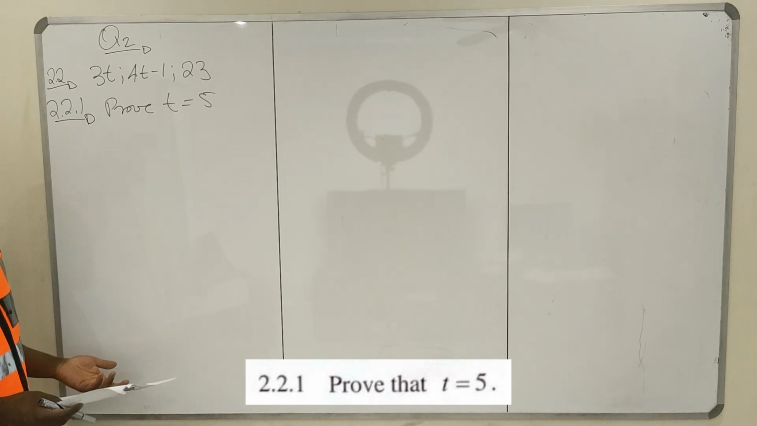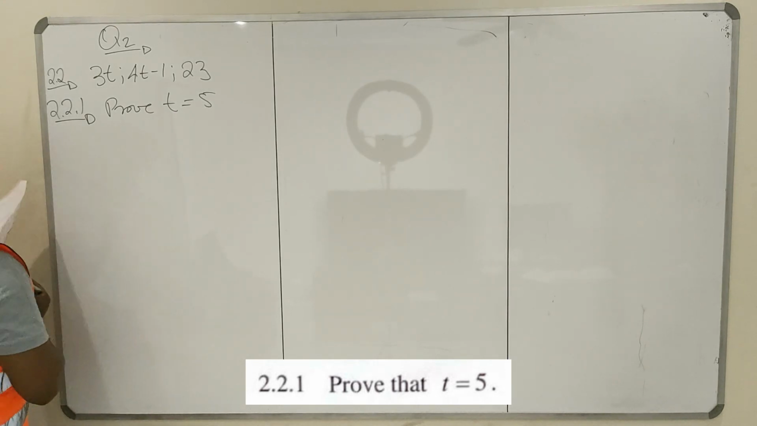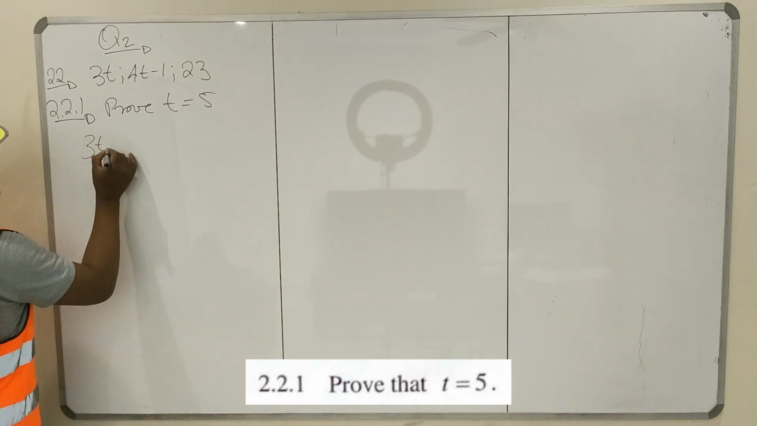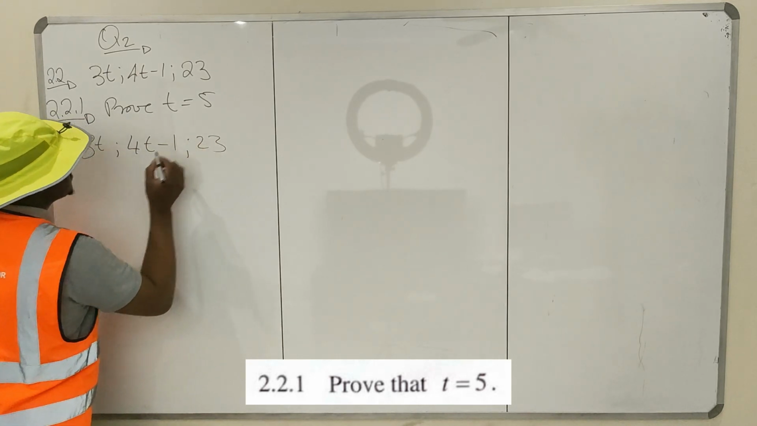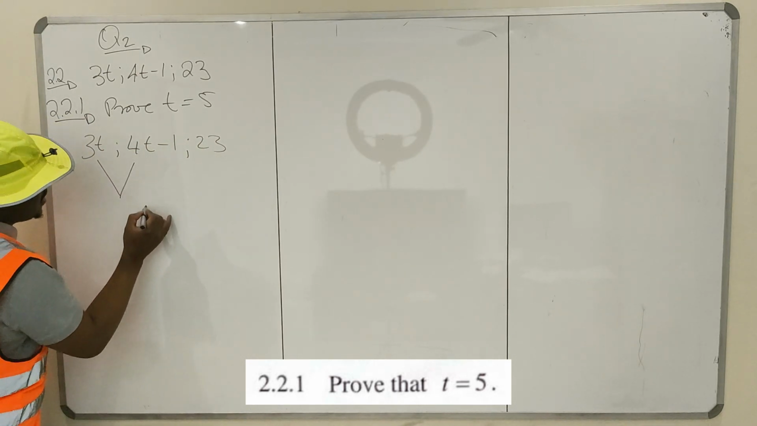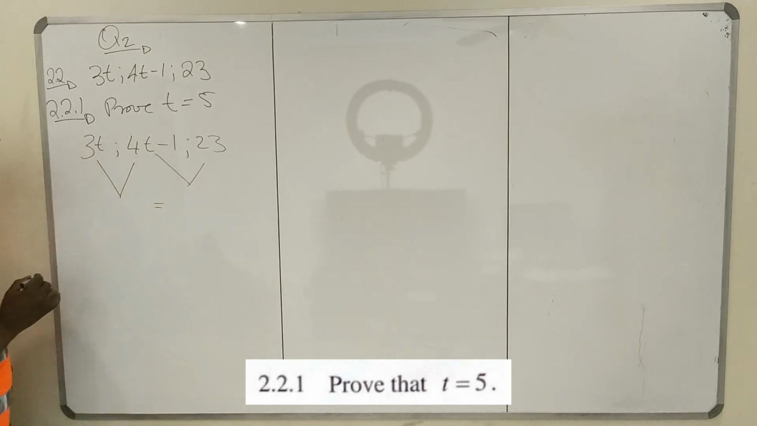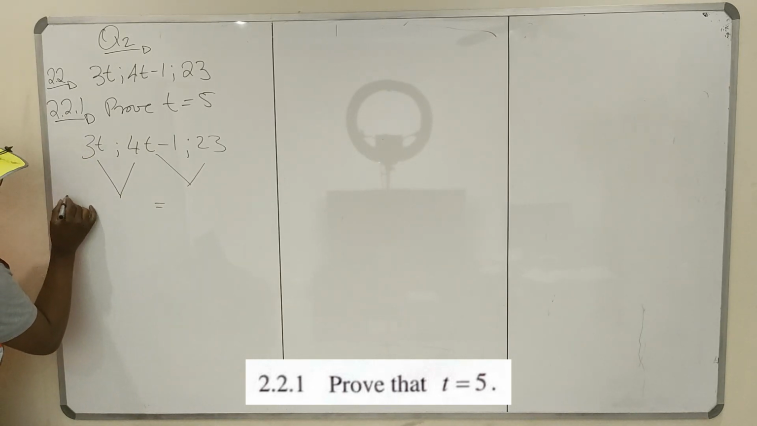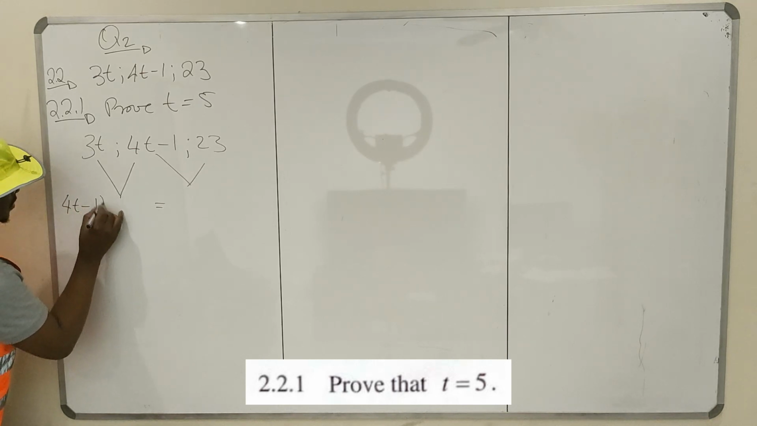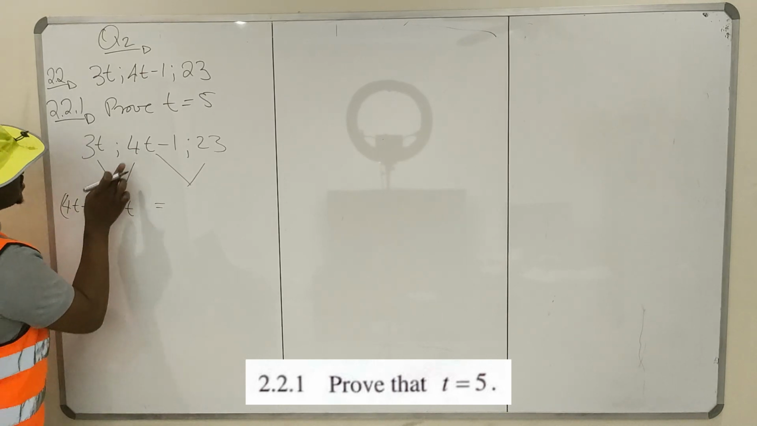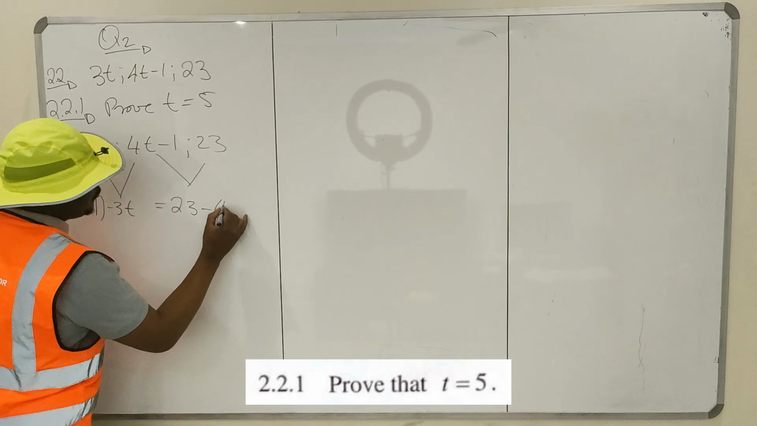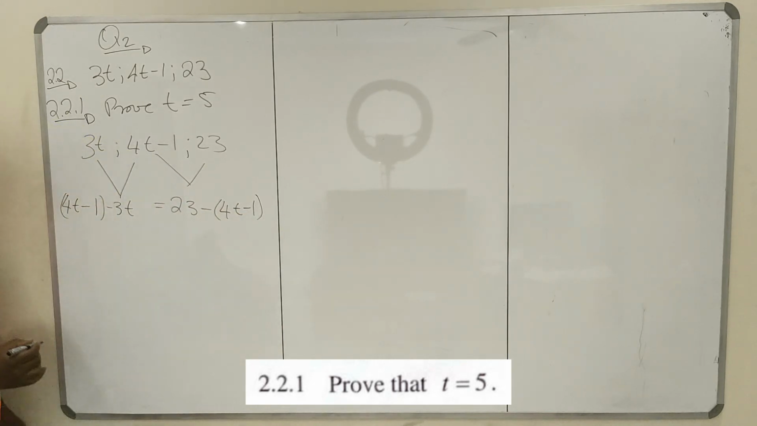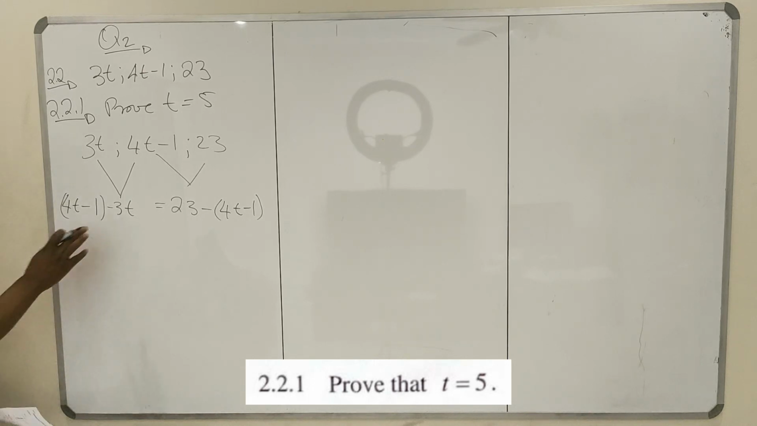What do you know about an arithmetic sequence? It has a common difference, which means if 3t, 4t minus 1 and 23 form an arithmetic sequence, the difference between the first two is equal to the difference between the last two, right? So 4t minus 1 minus 3t should be equal to 23 minus (4t minus 1). That's what you know about an arithmetic sequence. They have a common difference. Then you solve for t here.